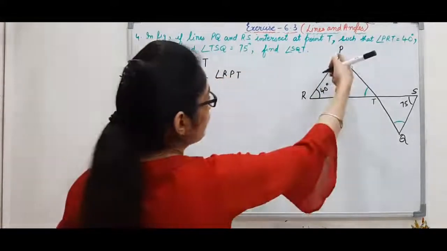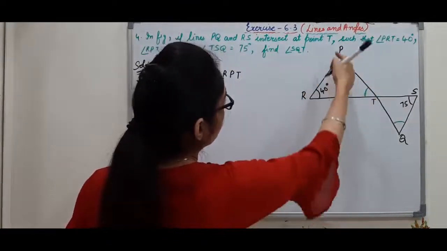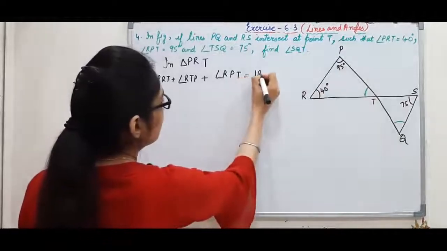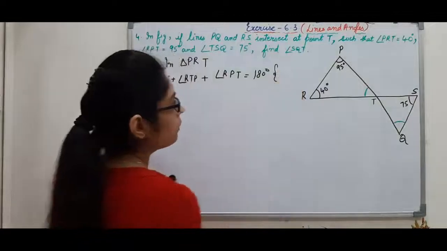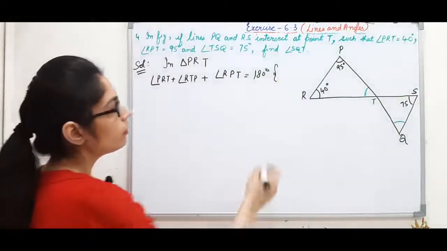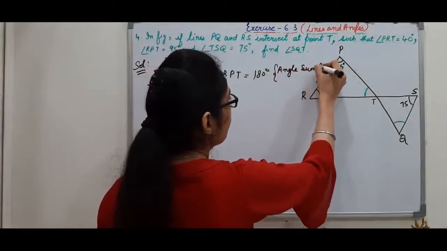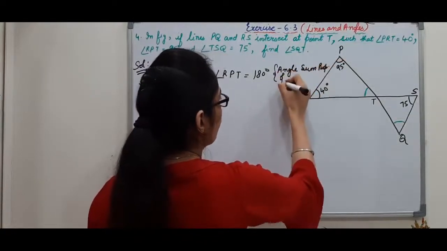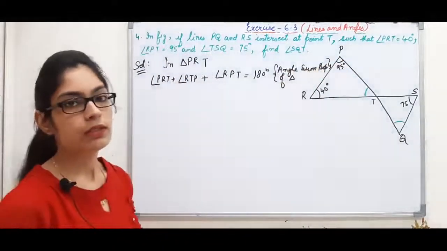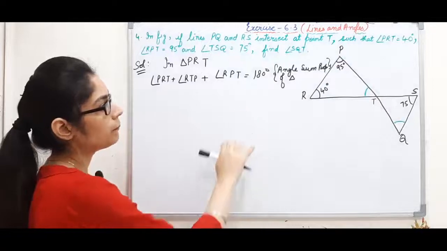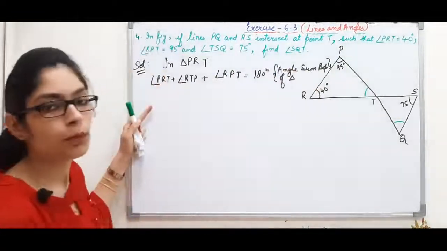See all the angles PRT, RTP, and RPT, all three angles' full names I have mentioned. Their sum is equal to 180 degrees as per the angle sum property of a triangle. So we can mention the reason also, angle sum property of a triangle. While doing these questions you have to mention each and every reason properly.